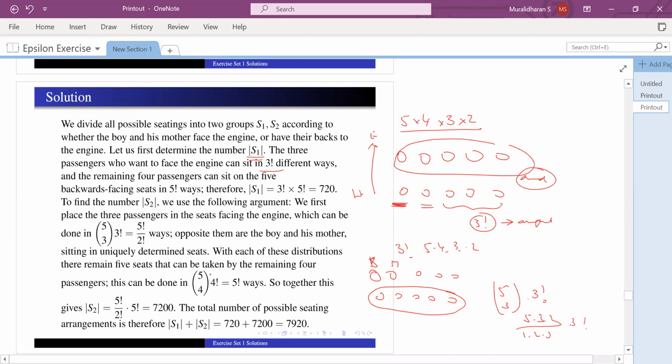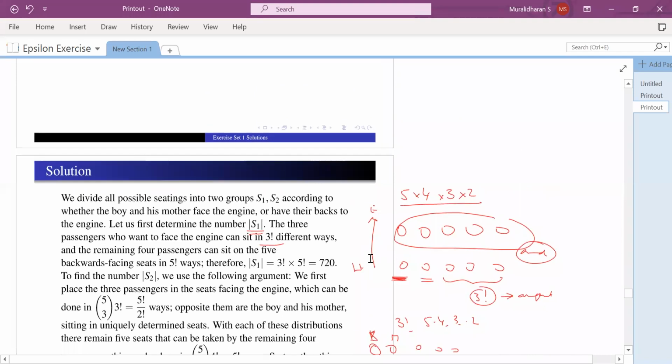The remaining 5 seats for the remaining 4 passengers could be done again in 5 into 4 into 3 into 2 ways. So we just multiply that out and add these two things. So it's simple case by case analysis.